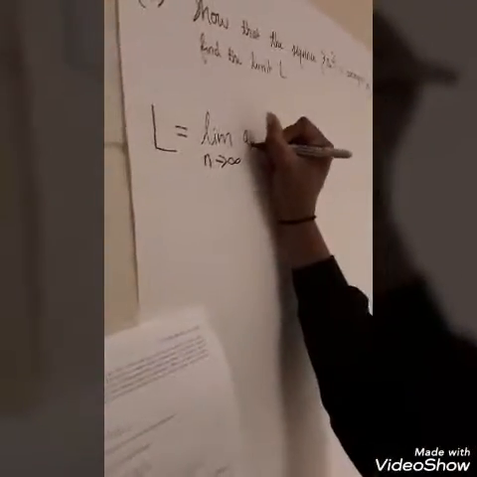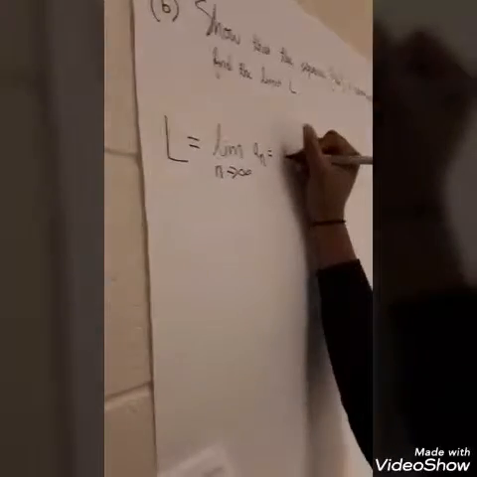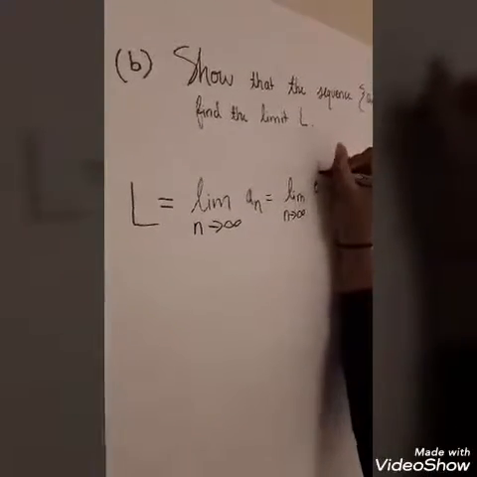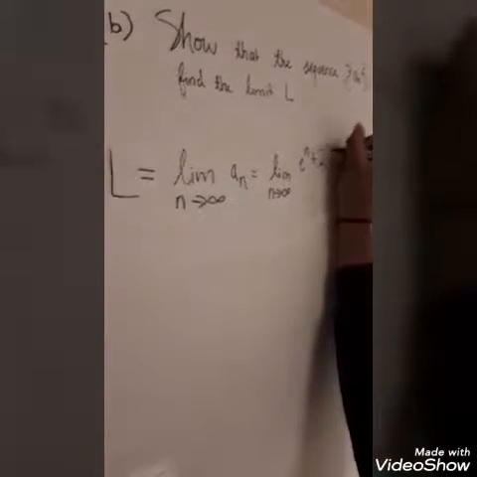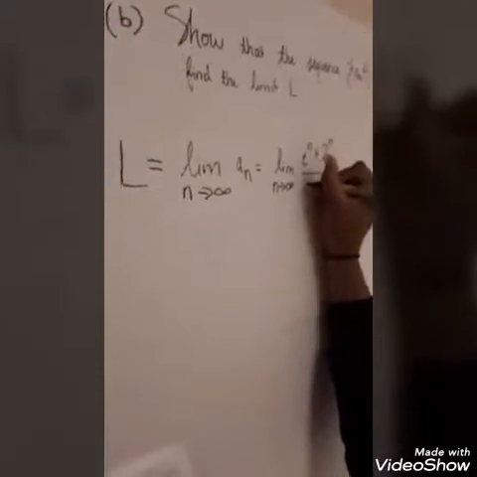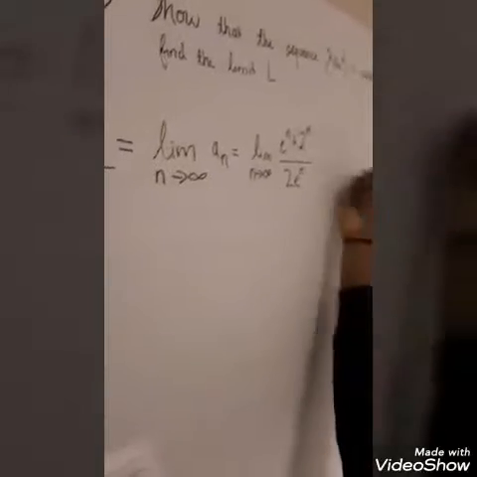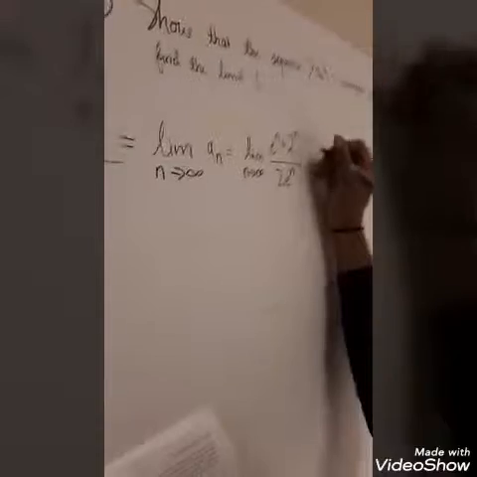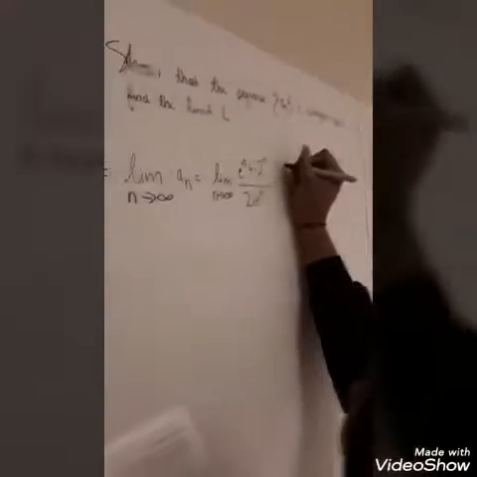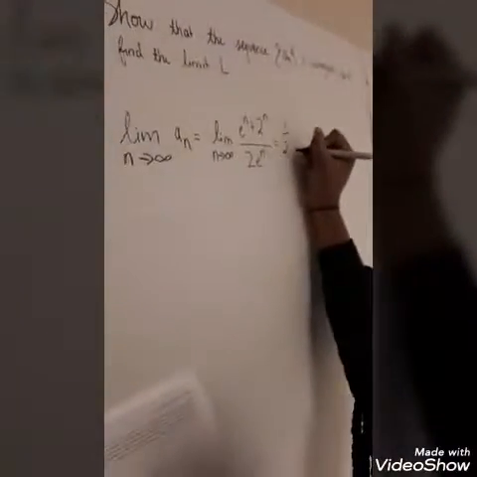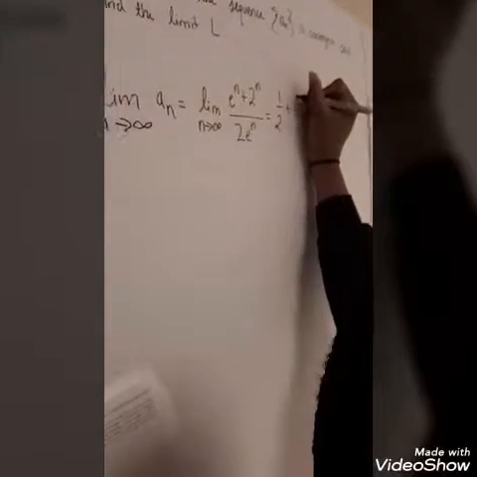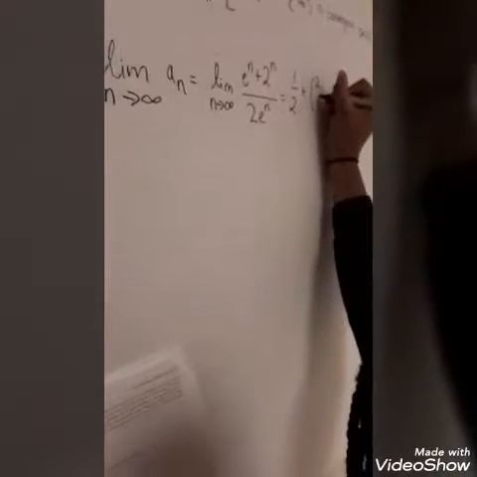Part B of the problem, which is only worth 2 points, so you can already tell that's going to be pretty simple. It just says show that the sequence is converging and find its limit L. So to find the limit of this sequence a_n, we're going to take the limit of n to infinity of our sequence. So it's the limit of n to infinity of e raised to the n plus 2 raised to the n over 2 times e raised to the n.